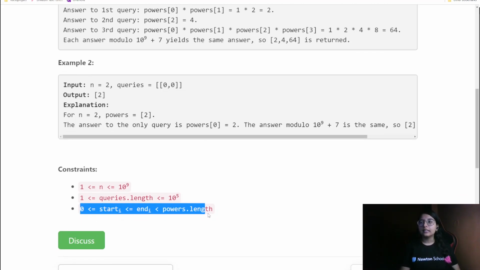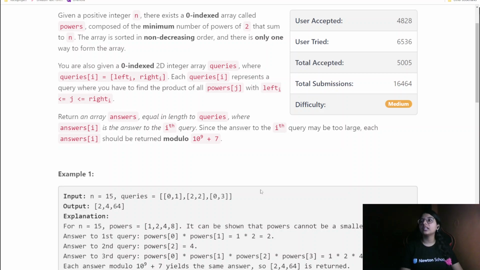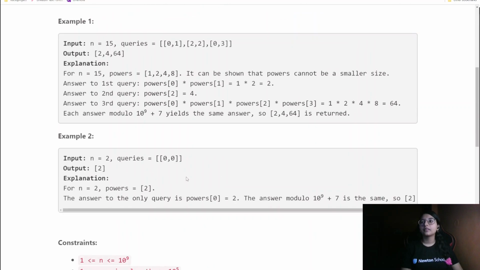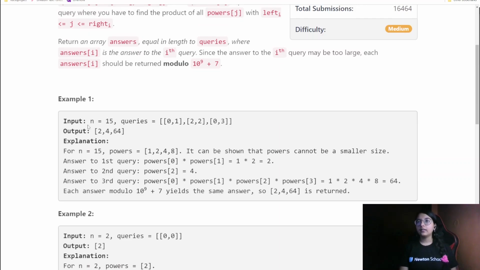And now powers.length. Our start[i] and end[i] will go up to powers.length. So whatever powers array we make, the start and end are over it, which they are stating here as left and right. So this question is about this n which is being given to us, right?